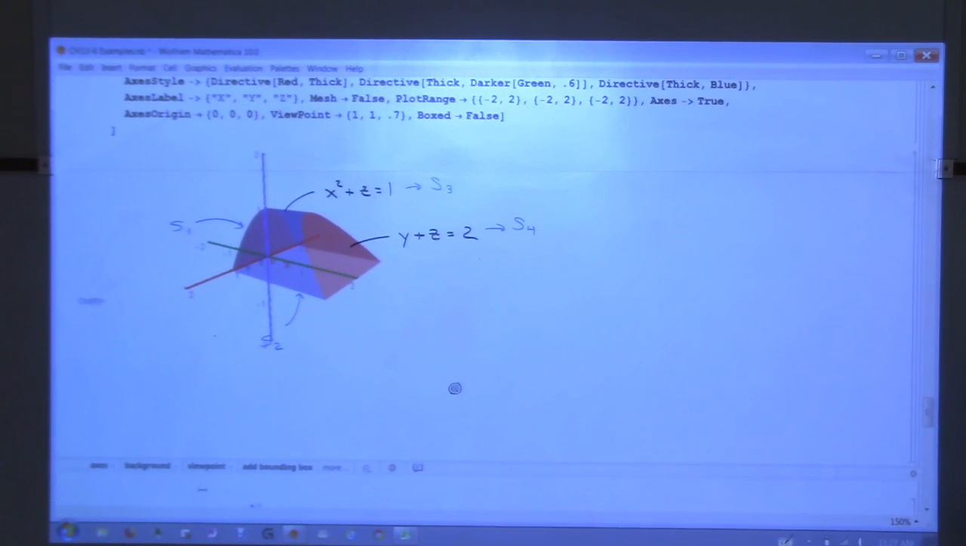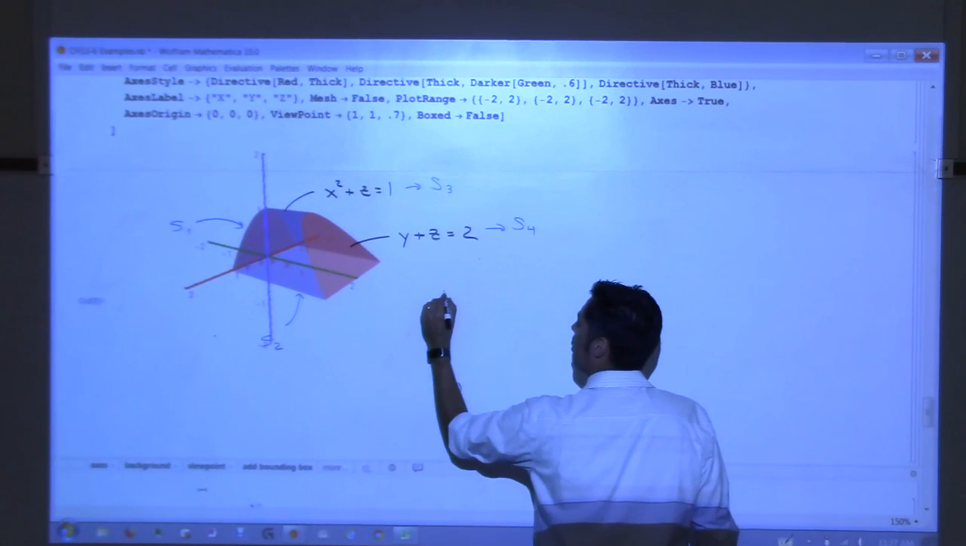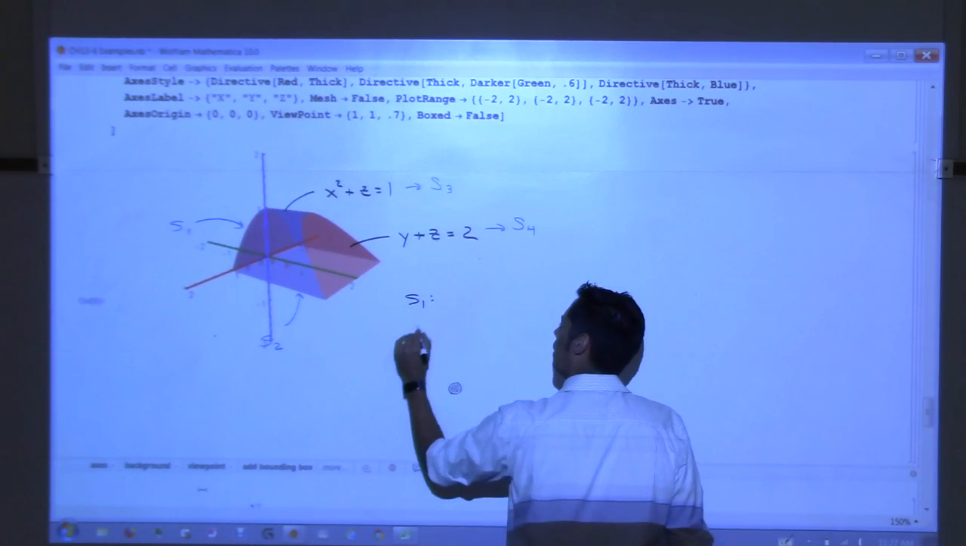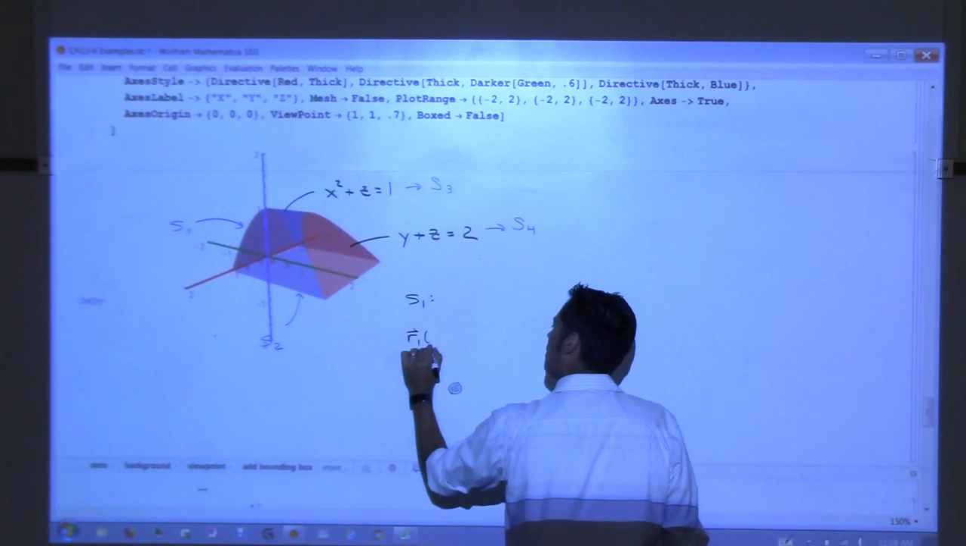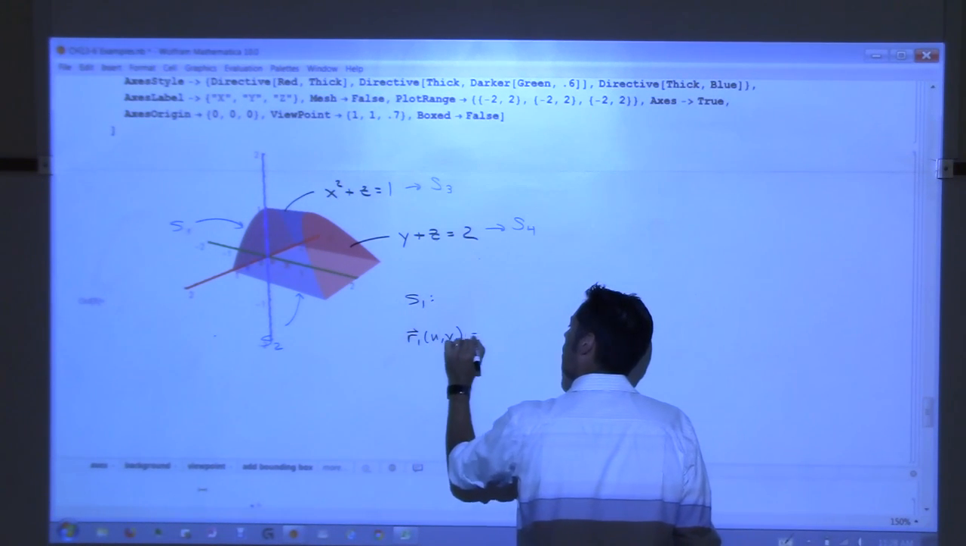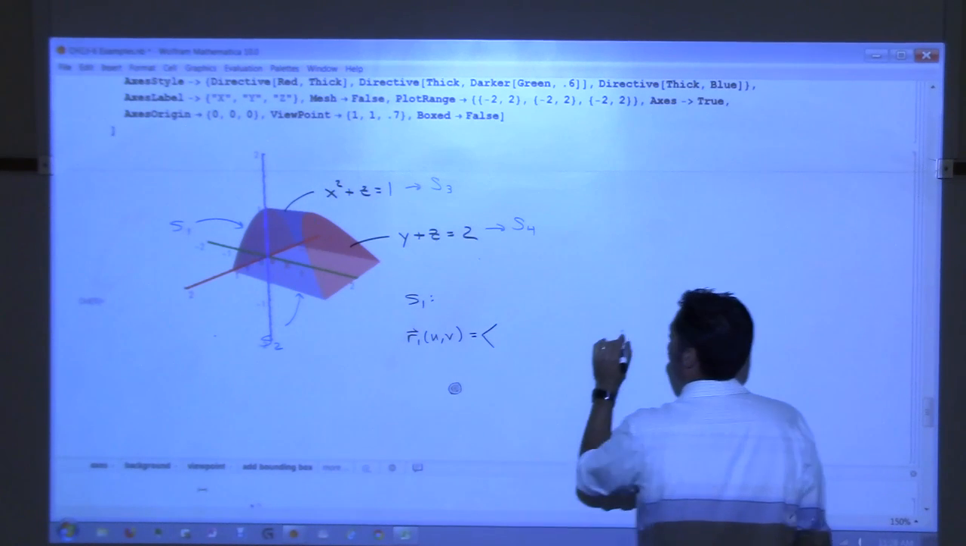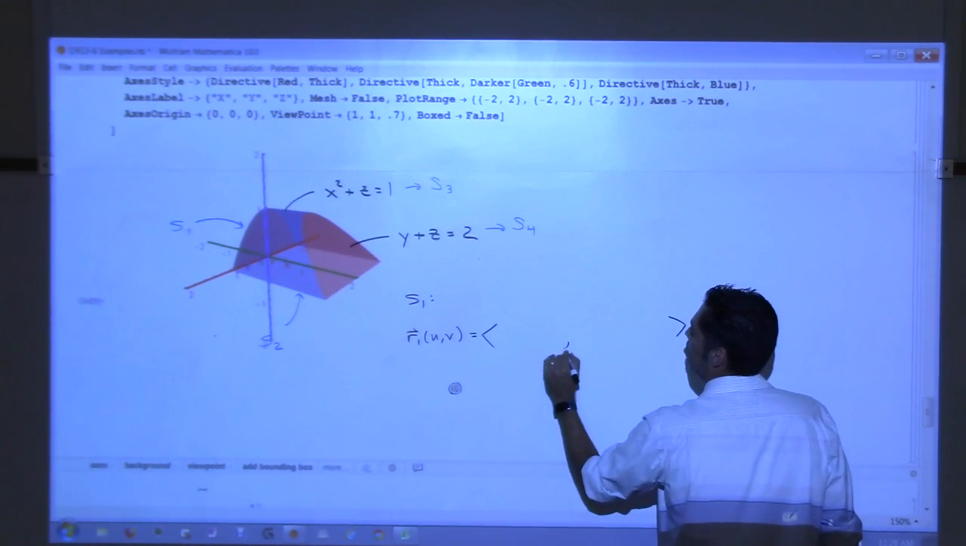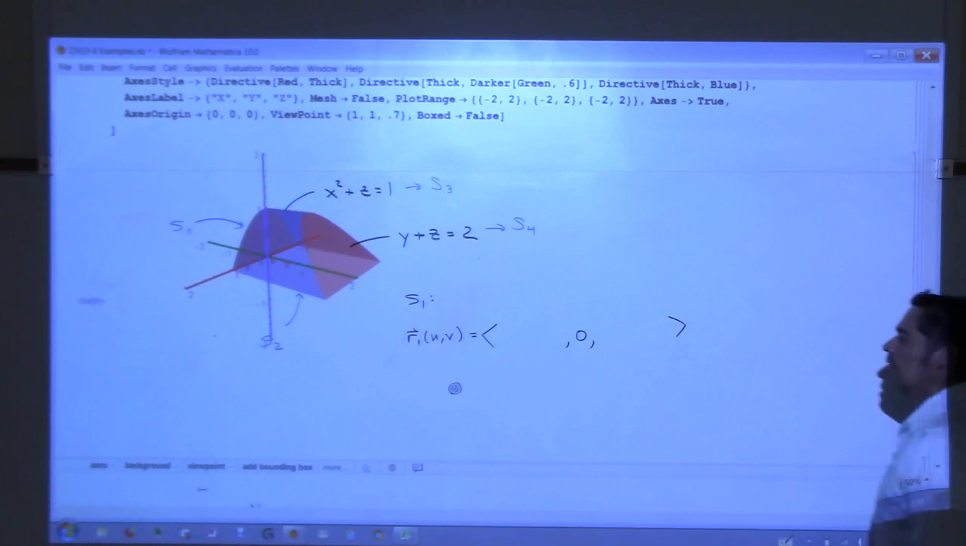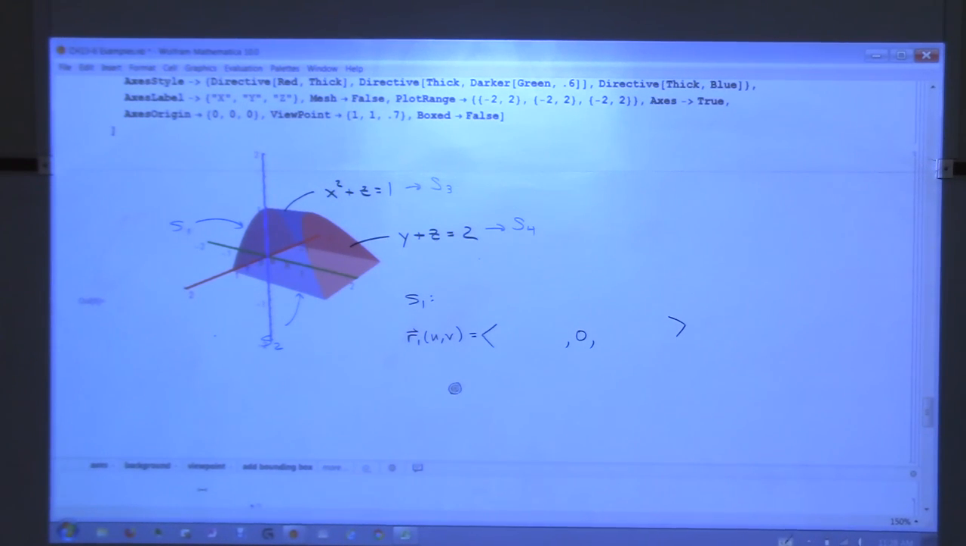So tell me about S1. Anything you know for sure on S1? Something is 0. What's 0? Y. The y is 0, right? Okay, that's for sure. What about the x component and the z component, though?